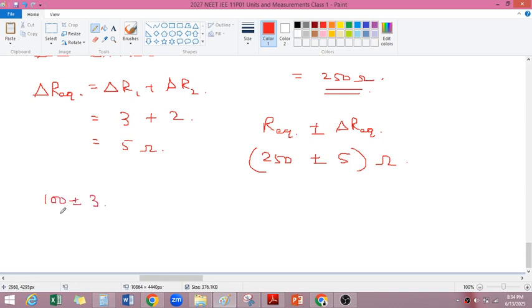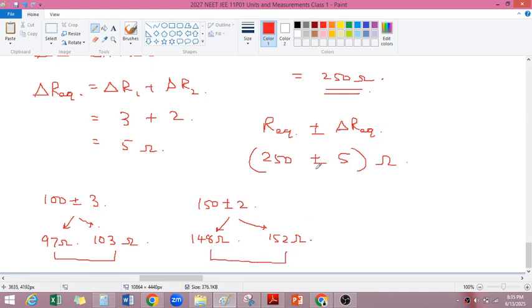100 plus or minus 3 means this can be 100 minus 3, which is 97 ohms, and 100 plus 3, which is 103 ohms. 150 plus or minus 2 means 150 minus 2 will become 148. The lowest value here is 97, the highest value is 103. Here the lowest value is 148, and the highest value will be 152 ohms.